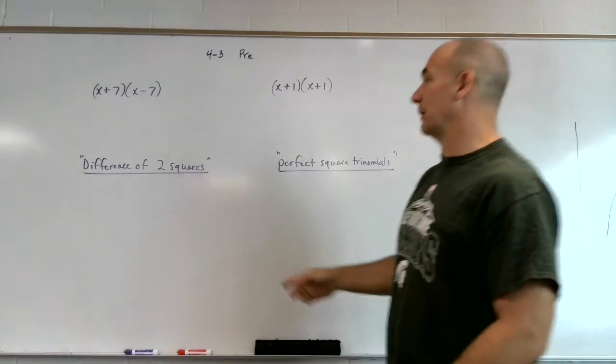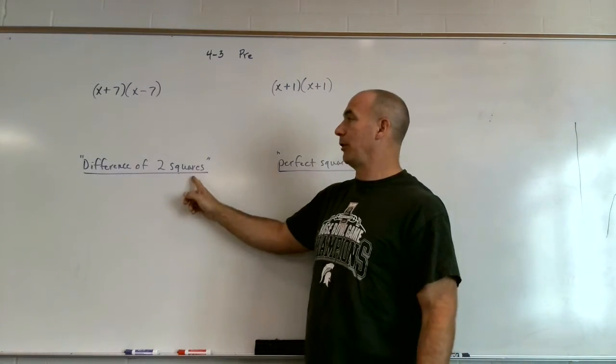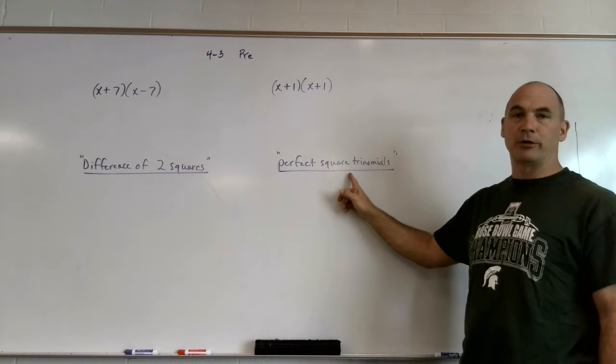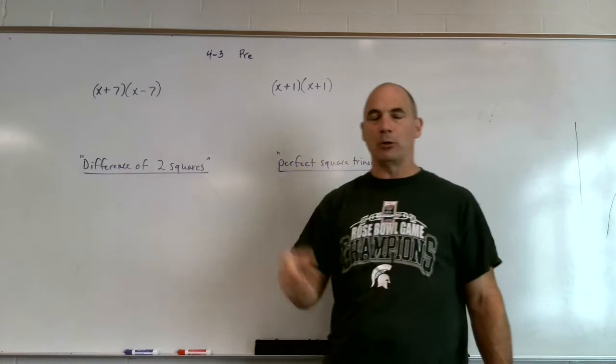As you can see, I've got written up on the board here. One of them is called difference of two squares. Another one's called perfect square trinomials. Now we go back to my old thing.